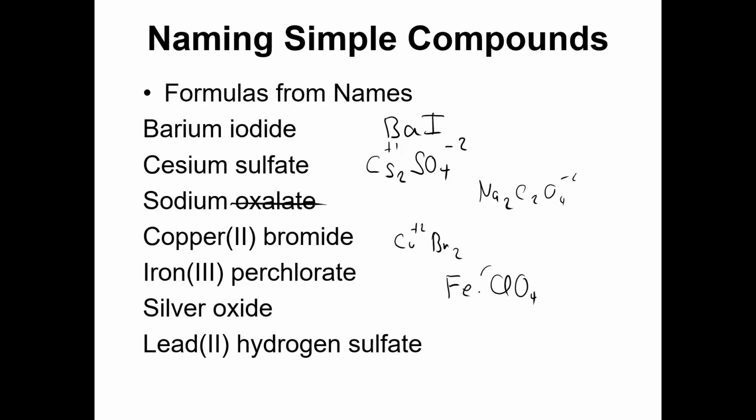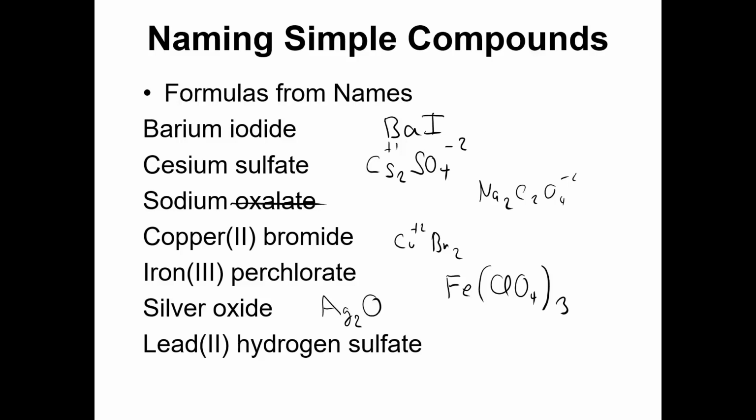Iron(III) perchlorate, so we have Fe, and perchlorate is ClO4. It's got a negative charge, so what we do is we put parentheses around it because we need to have 3 of those perchlorates. Okay, and so the only way we can do that is by putting parentheses around the polyatomic ion and putting a 3 there. That means we have 3 perchlorate ions. Silver is Ag, silver is always +1, oxide is -2, it's Ag2O.